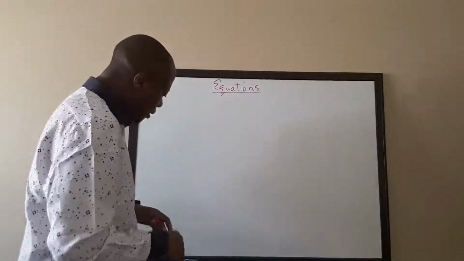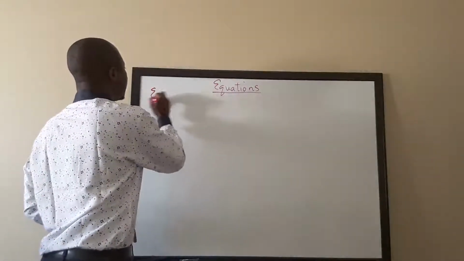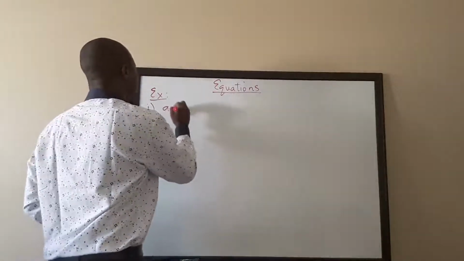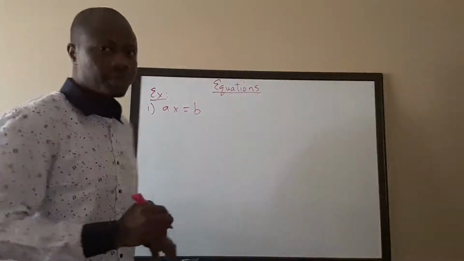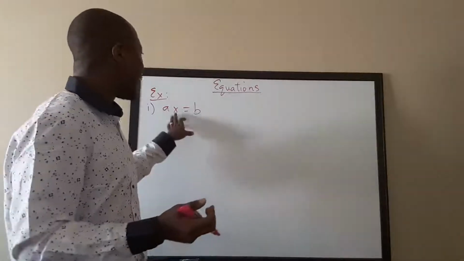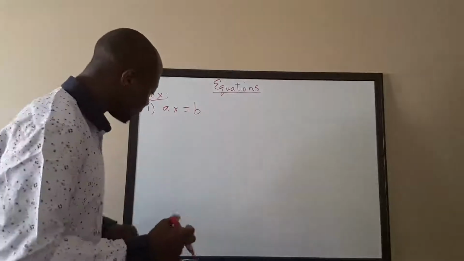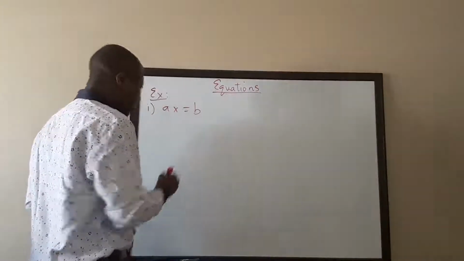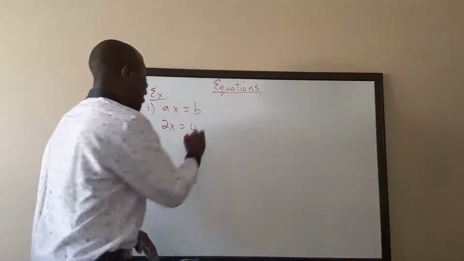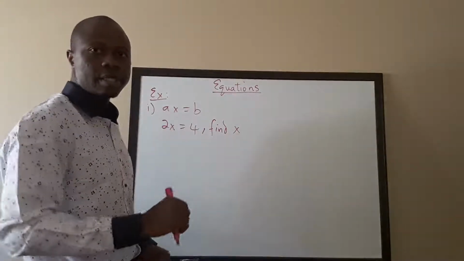Alright, solving one-step equations. We're going to start by dealing with scenarios like ax equals b. In this case, a and b are regular numbers, and x is a variable that we're being asked to solve for. An example here is 2x equals 4, and they're saying find x.